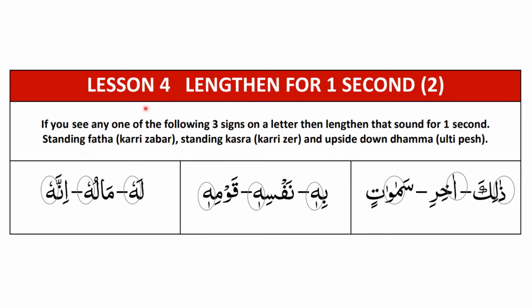This week we will be going through lesson 4 of the basic Tajweed rules. Lesson 4 is to lengthen for 1 second, part 2. If you see any of the following 3 signs on a letter, then lengthen that sound for 1 second. What are these signs? Standing fatha, standing kasra, and upside down dhamma. Once again, the 3 signs: standing fatha, standing kasra, and upside down dhamma.